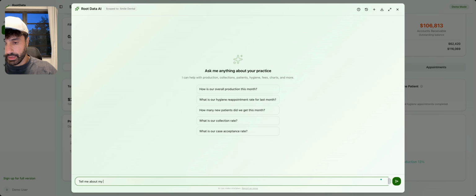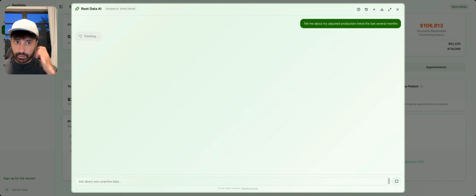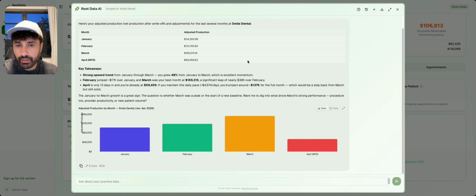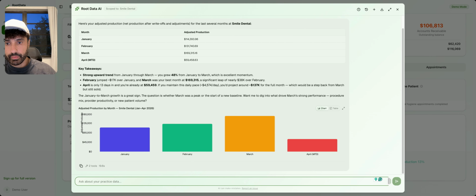Tell me about my adjusted production trend the last several months. Let's see what Root data says. So here's your adjusted production for the last several months. We're trending upwards, which is great, a strong upwards trend. We're about midway through the month, and it looks like we're behind last month's pace, which isn't good, but it looks like 137,000 is projected for this month, which would put us above January and February, but below March. So this is good.